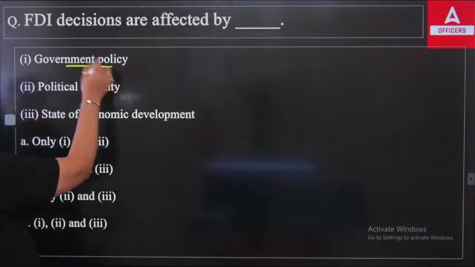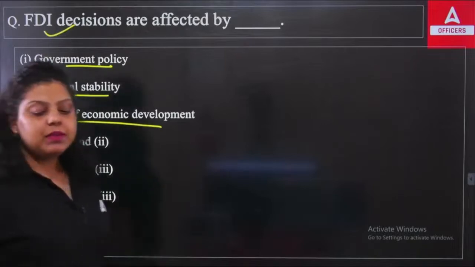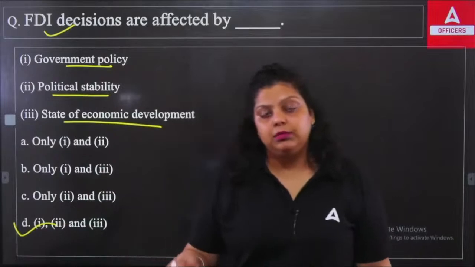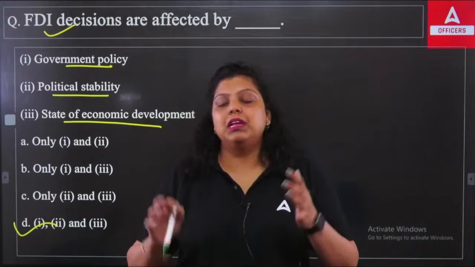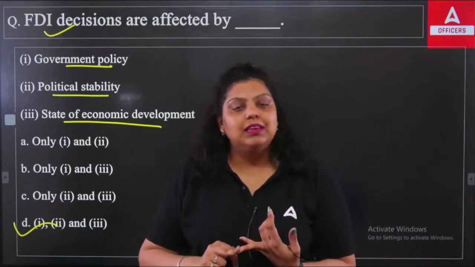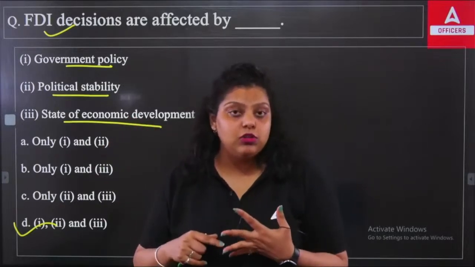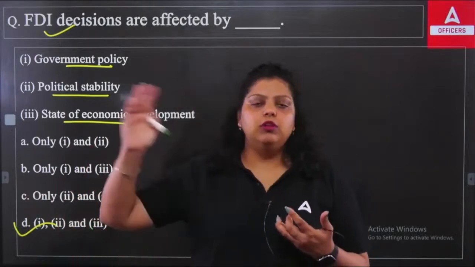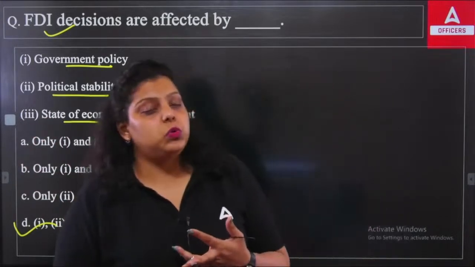The government policy affects the FDI decision, political stability, state of economic development. FDI means foreign direct investment. When a foreign company is investing in India, how can this decision be impacted? When the foreign company thinks that the government policies are not good, that the government has so many restrictions on trade. Second, when the foreign company thinks there is political instability in the country where they want to invest, government keeps changing, and because of that their policies, taxes, duties, rules, everything will change, so they will not want to invest in our country.